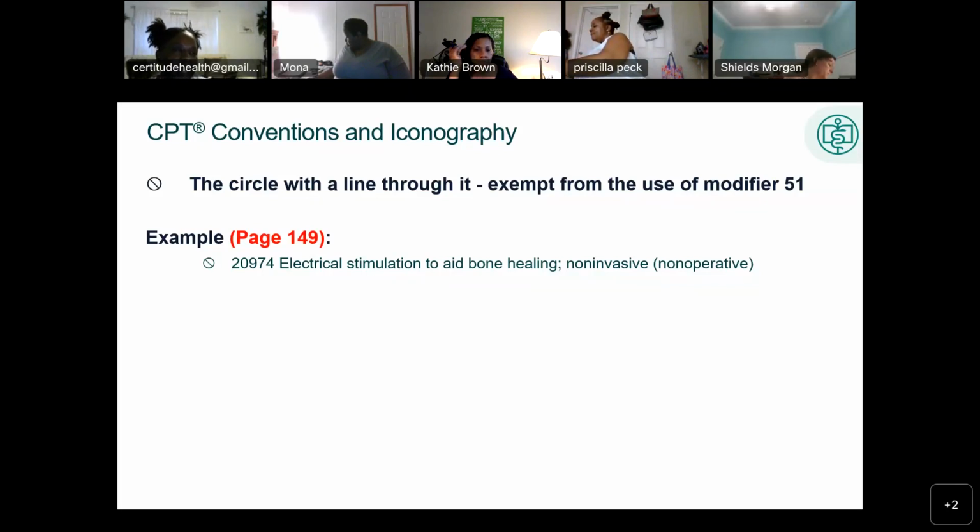The circle with the line through it means that you cannot use a modifier 51 on this, but we'll talk about modifiers in a bit. You gotta baby step it.